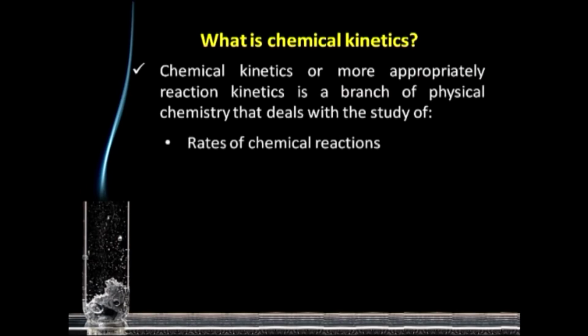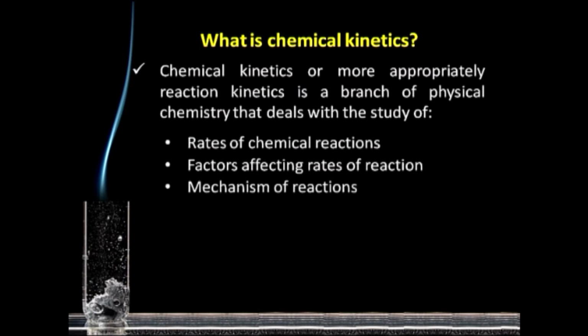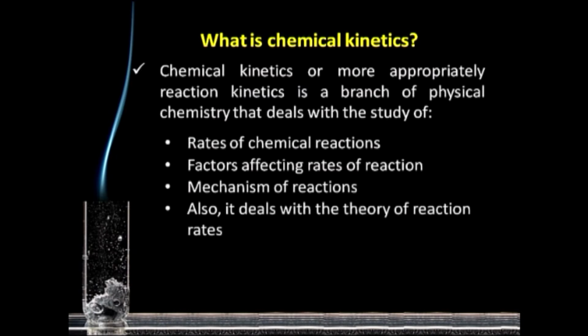Chemical kinetics, sometimes called reaction kinetics, is a branch of physical chemistry that deals with the study of rates of chemical reactions, factors affecting rates of reaction, mechanism of reaction, and also it deals with theory of reaction rates.